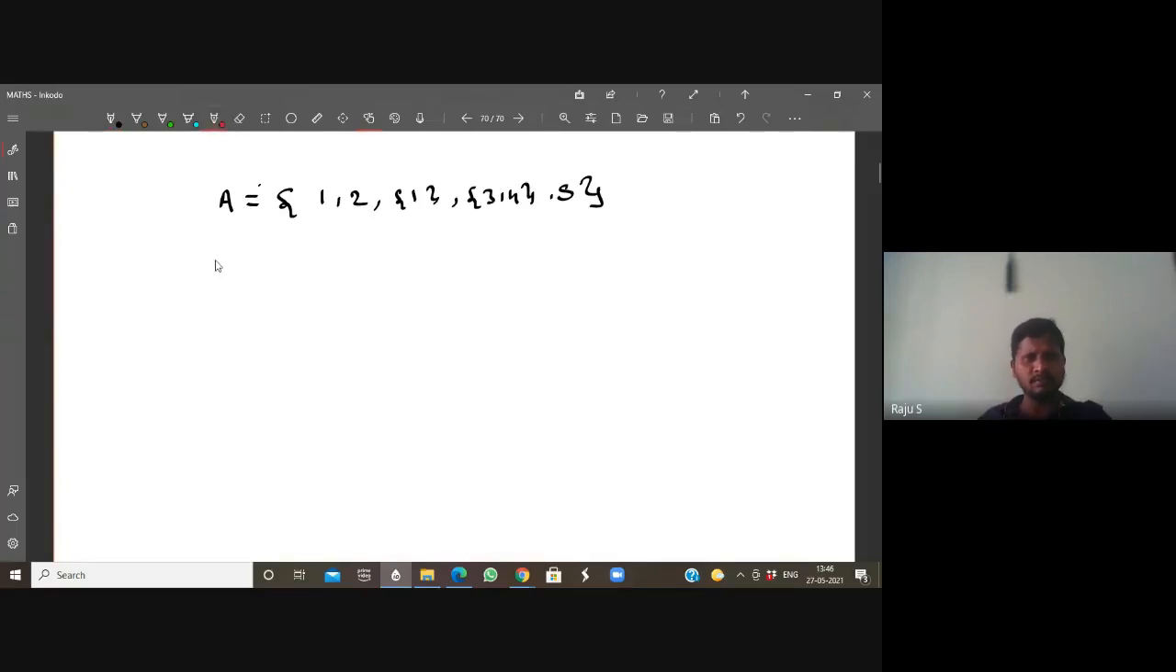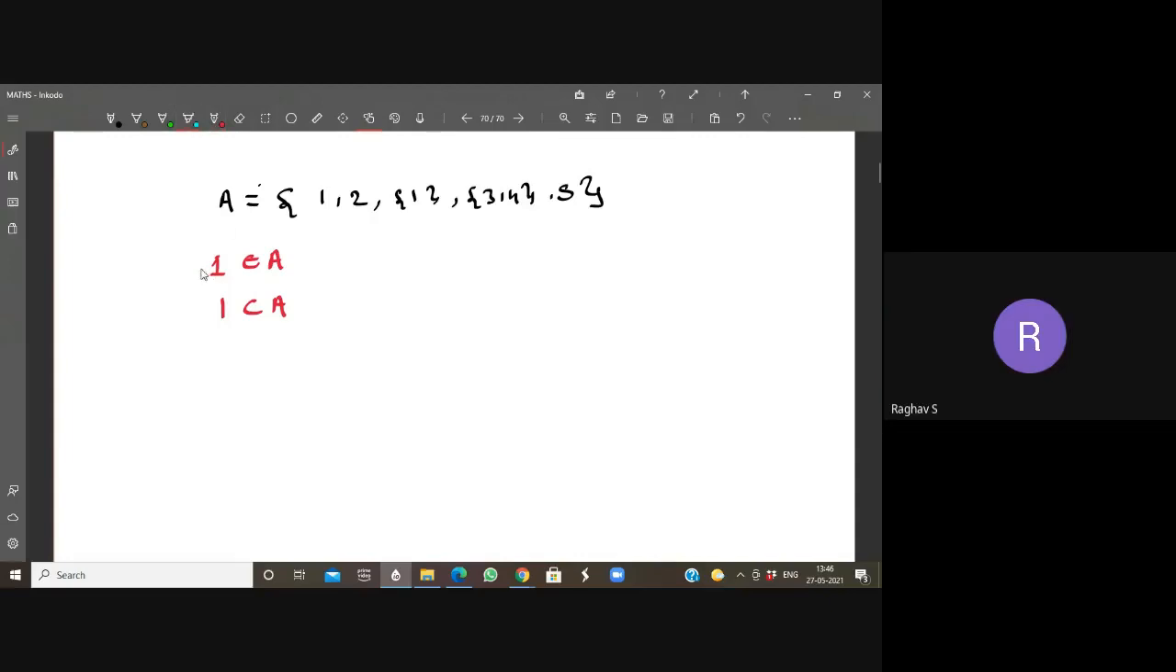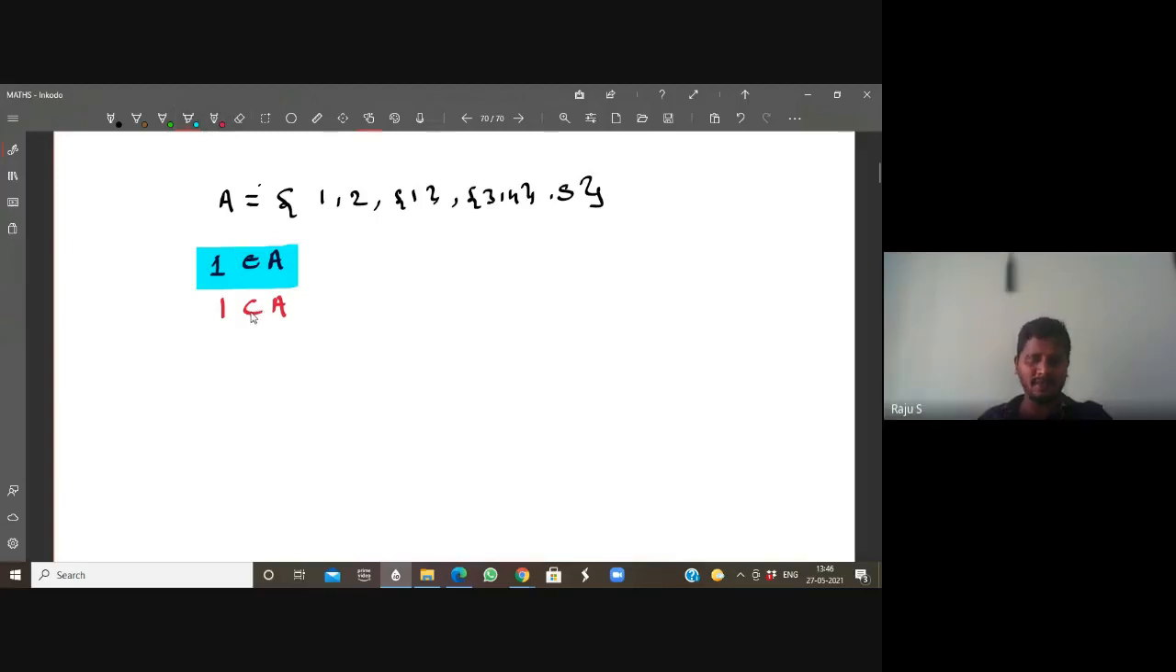Now, my question. Can I write 1 belongs to A, or 1 is a subset of A? Which is correct? One belongs to A, sir. Yes, 1 is simply an element. An element always belongs. Instead of this, it's better, you might be confused here, I want to take this 6. Now the first one is right, the second one is wrong.